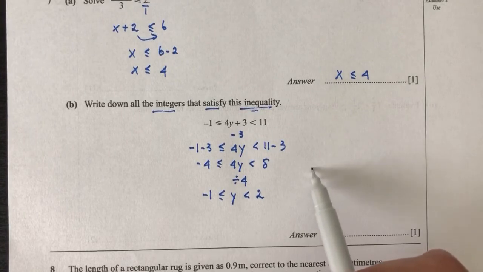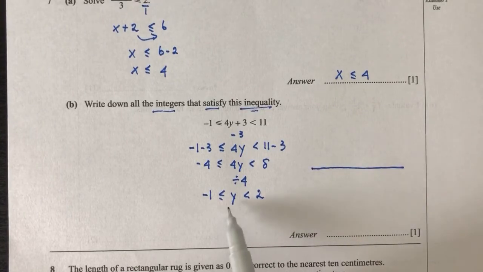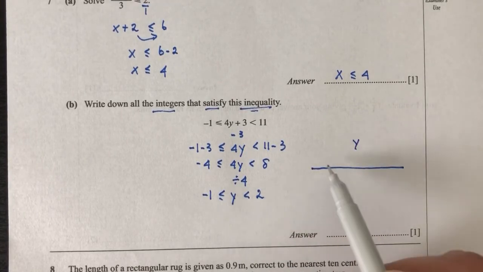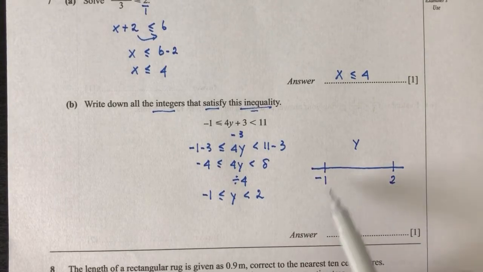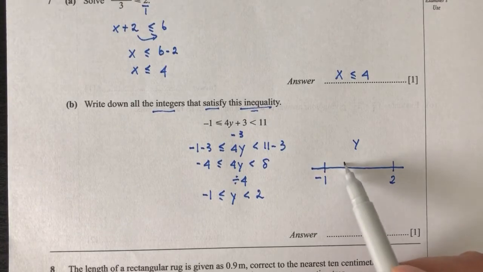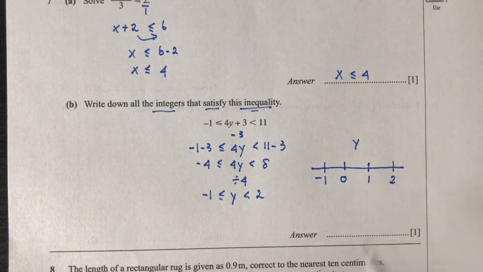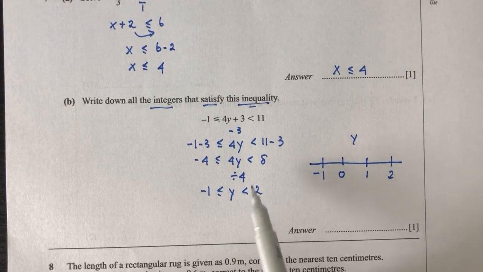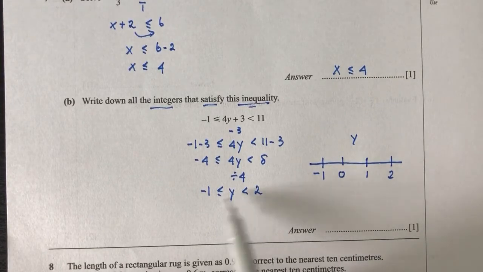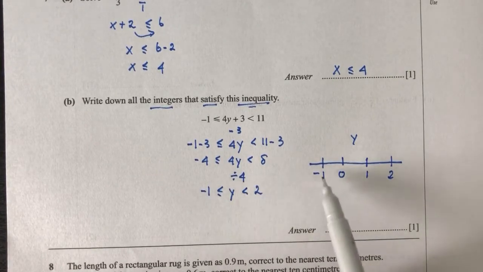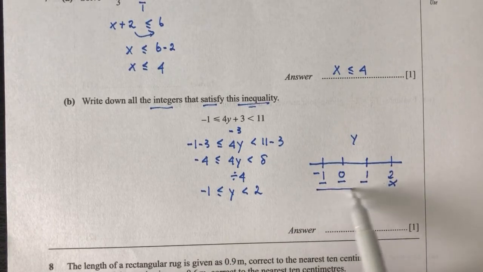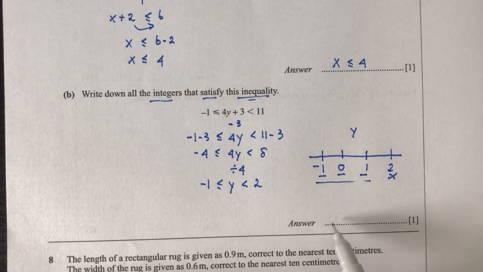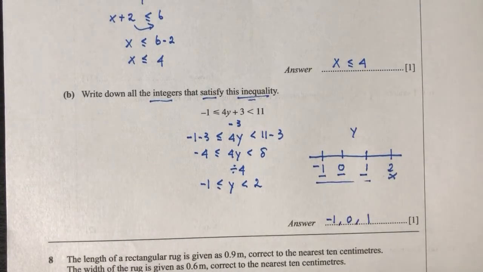Now let's draw a number line to find the values of y. So y is between minus 1 and 2. We have minus 1, we have 0, we have 1. But as you can see here, it is not equal to 2. So your answer will be this, this, this, but not this. We have only 3 answers here: minus 1, 0, and 1. That will be your answer for part B.